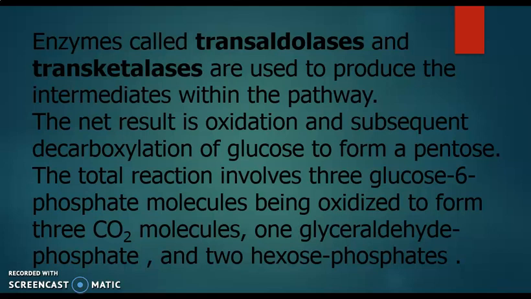The total reaction involves 3 glucose 6-phosphate molecules being oxidized to form 3 carbon dioxide, 1 glyceraldehyde phosphate and 2 hexose phosphate. You will understand by seeing the diagram.